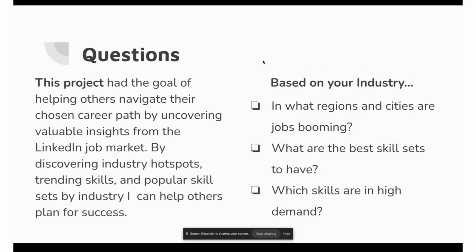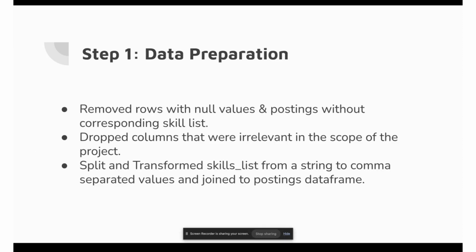Based on your industry, I plan to answer the following questions. In what regions and cities are jobs booming? What are the best skill sets to have? Which skills are in high demand?